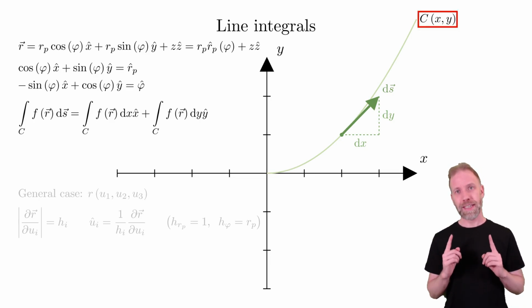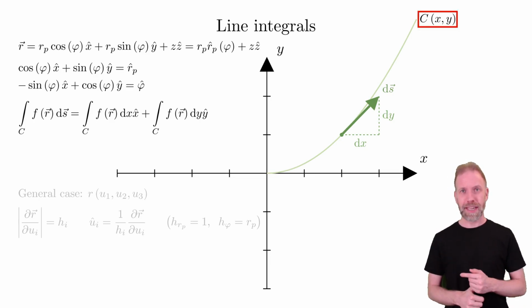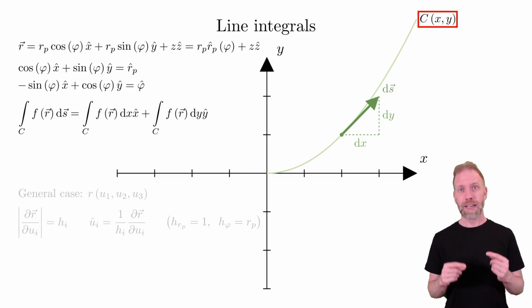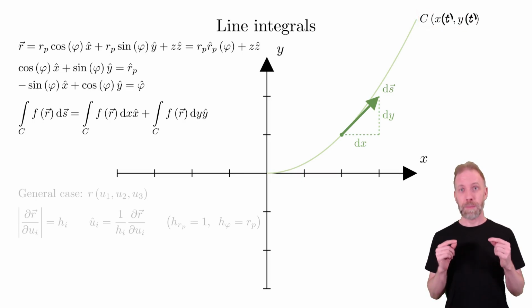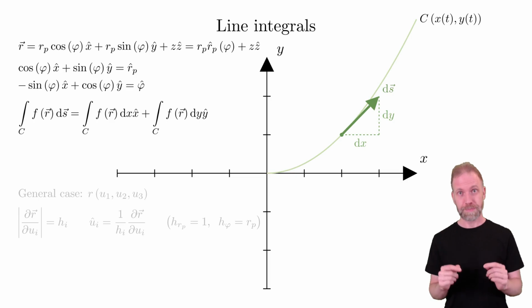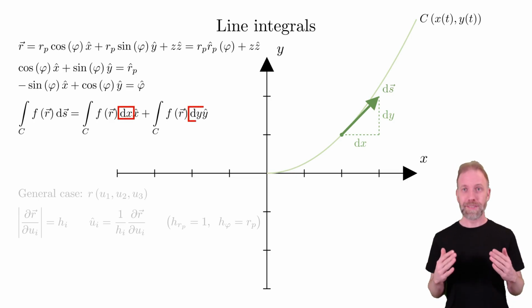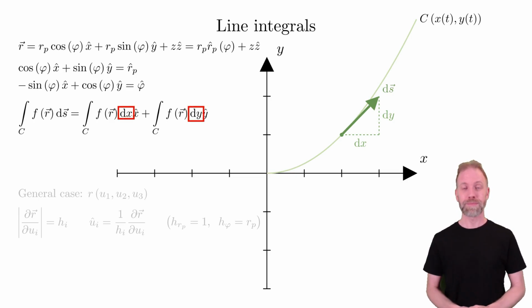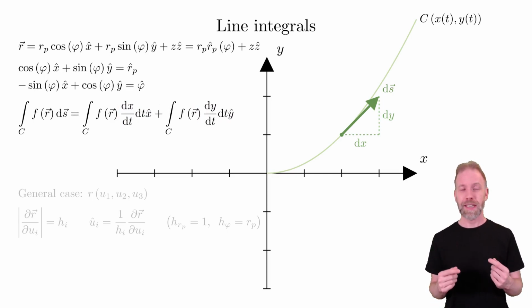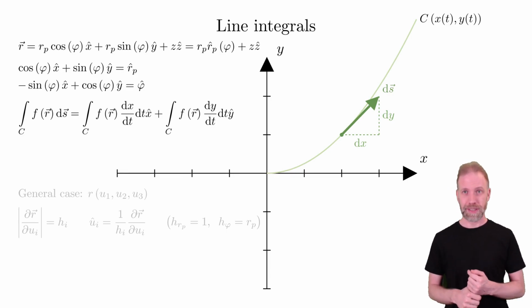To solve a line integral, we need a parameterization of the curve. Assume that x and y are given by the parameter t. We can now multiply and divide by dt, which gives us the expression we use to solve line integrals, assuming that we know x of t and y of t.